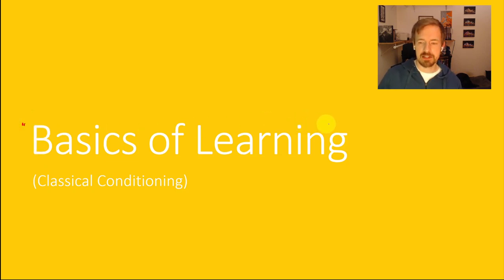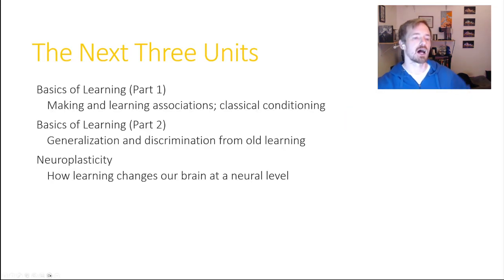We're talking about the basics of learning, and we are going to be starting at the very, very basics of how we are able to learn, how we are able to create associations between two or more objects. We're going to be spending the next couple of units doing this. So the first unit that we're talking about today, we're going to be talking about some of the very basic neural mechanisms that allow us to learn, which includes some of the very beginning pieces of classical conditioning.